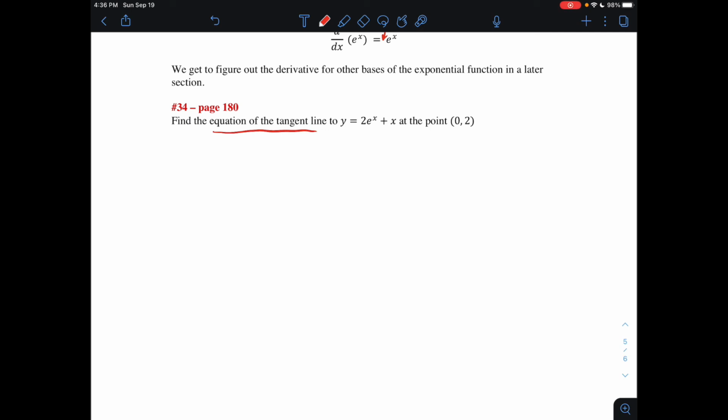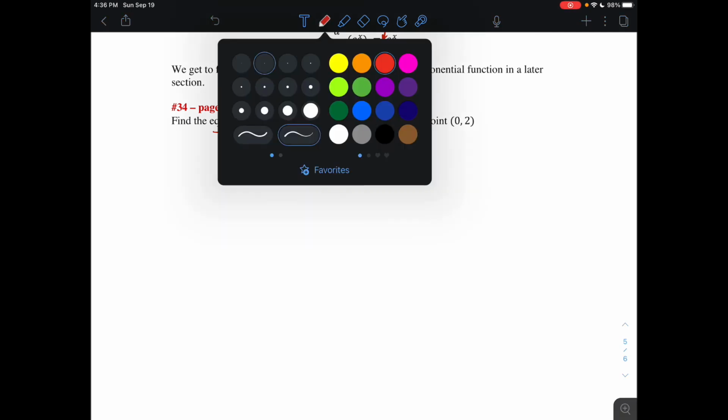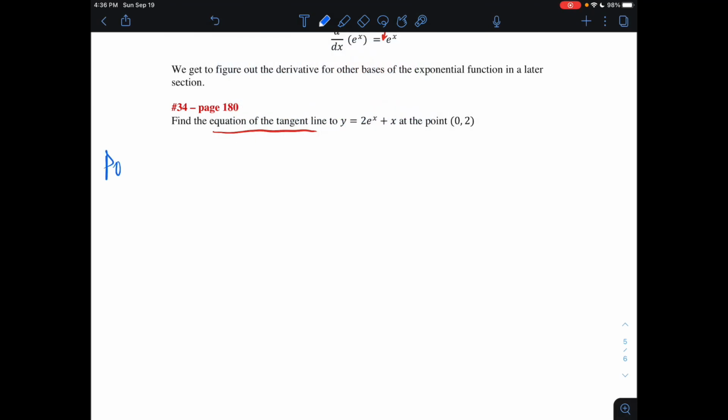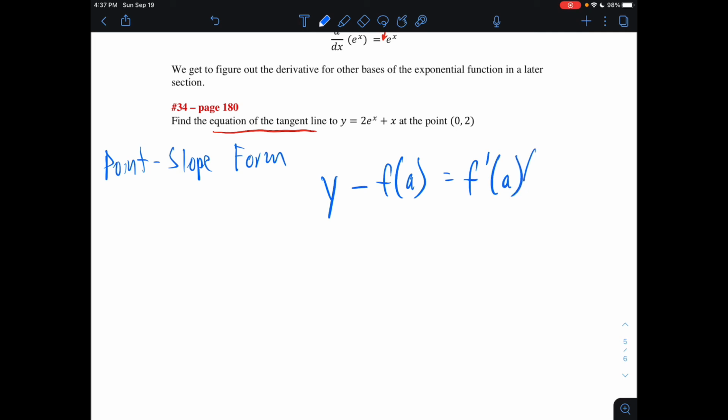So remember what we saw before, the point-slope form of this tangent line in general is just y minus f of a equal to f prime of a times x minus a. And also remember that a, that's just the x-coordinate of the point that we are focusing on.